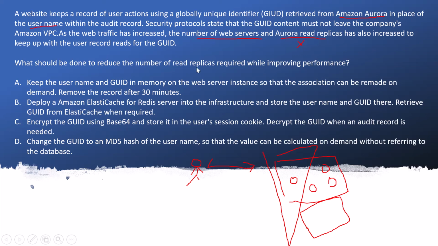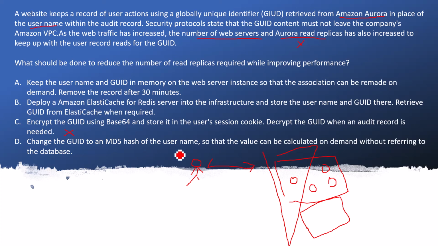Next option: encrypt the GUID using base64. Nothing is talking about security here, so it is not required to encrypt the GUID using base64. This option is completely incorrect, so I'm marking option C as wrong.